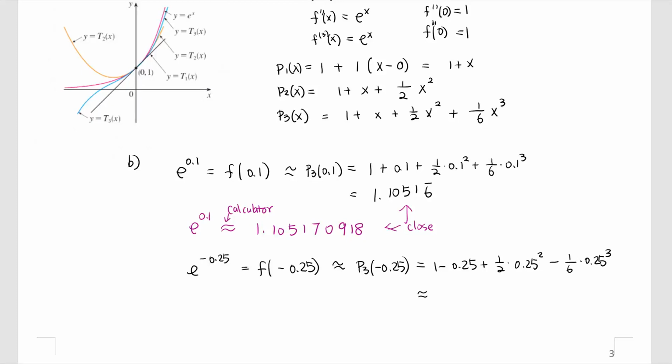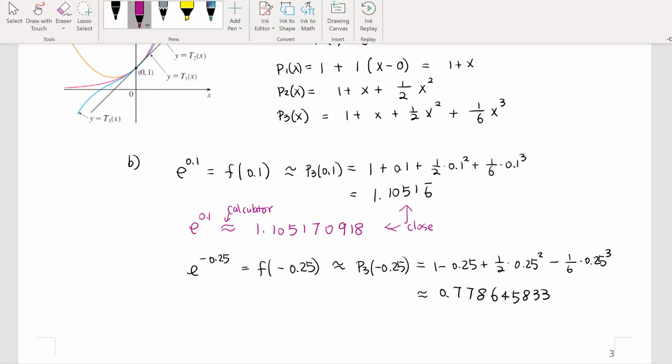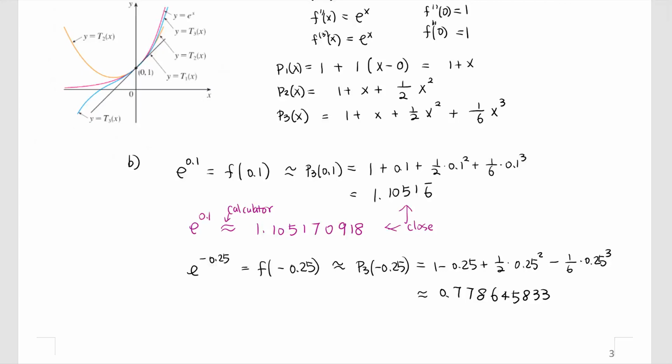1 minus 0.25. I hope all of you can plug it in with me, okay? Because sometimes learning how to plug your numbers in your calculator is also very important. Even though it looks easy, sometimes if you press the wrong button, it will actually screw up your number, right? So I get 0.778645833. Okay, let's check our work. The good thing is we can always check our work here. So e to the minus 0.25, put this in our calculator.